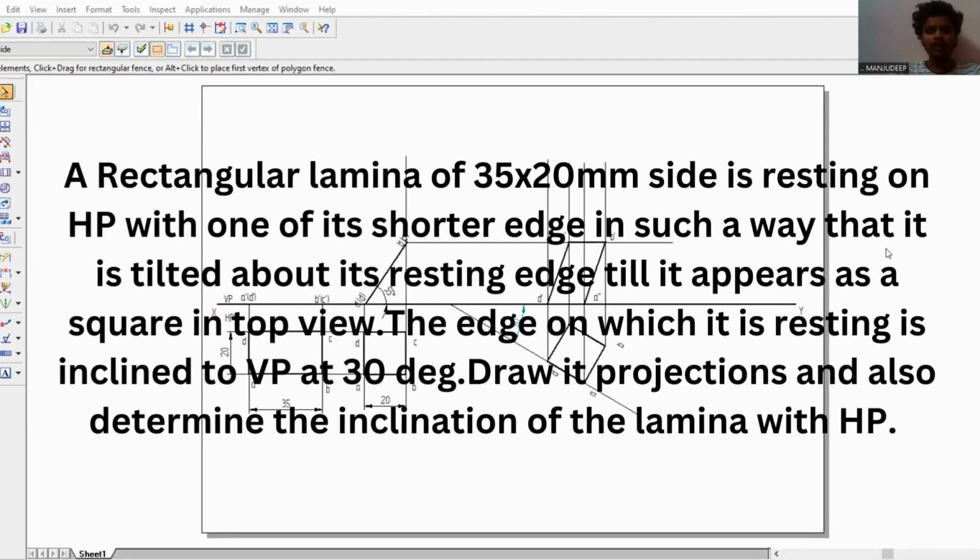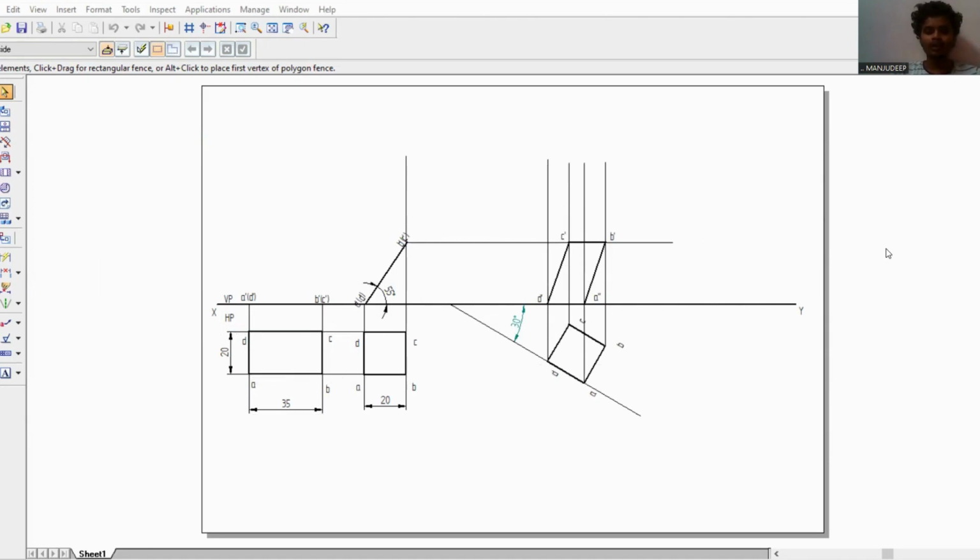So the question is, a rectangular lamina of 35 cross 20 mm side rests on HP with one of its shorter edge in such a way that it is tilted above its resting edge till it appears as a square in top view. The edge on which it is resting is inclined to VP at 30 degrees. Draw its projection and also determine the inclination of lamina with HP. So let's solve this question.